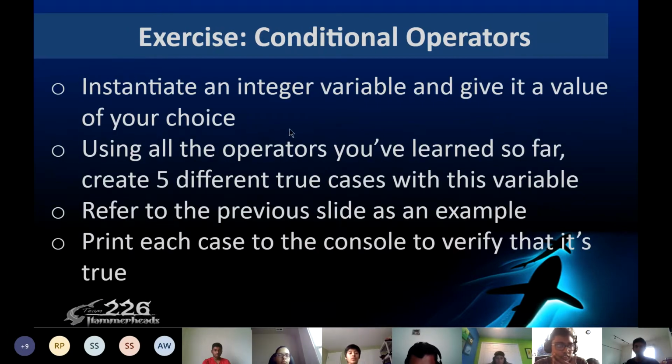So now we'll do another exercise. So I'll get back on coding rooms. Instantiate an integer variable and give it a value of your choice, like how we just did with count. Using all the operators you've learned so far, make 5 different true cases with one variable. You can go on the link in the chat for the slides, and use the previous slide for examples, and make sure to print each case to make sure they're true. All right, so I'll give you 5 minutes to do this.